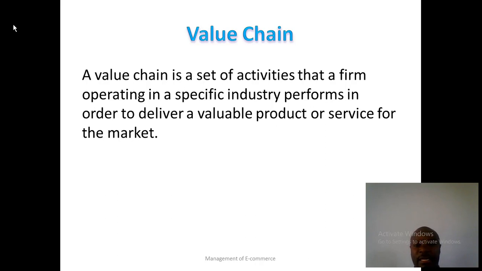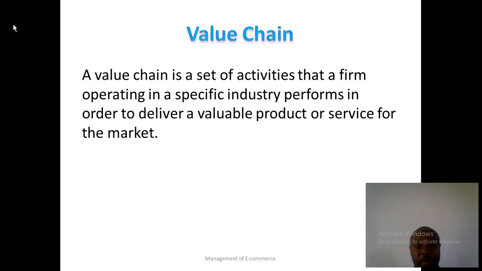Let me give you an example of education service. For a student to receive a quality education service, there are a lot of activities which should be done. Not only the activities done by the lecturer, but also other activities done by other players in the supply chain. For example, the librarian is involved in the value chain. Human resources is also involved in the value chain. IT people, they are also involved in the value chain. Cleaners, securities, they are also involved in the value chain.